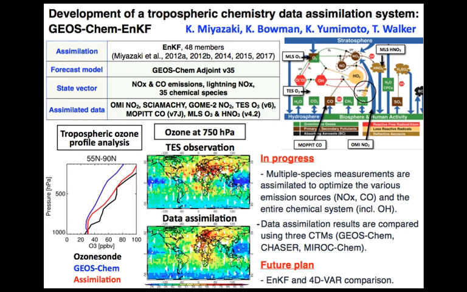So we have developed a tropospheric chemistry data assimilation system using the ensemble Kalman filter technique and the GEOS-Chem model. Assimilation of test ozone data shows improved agreement with the independent observations. Then using this system, multiple species measurements are assimilated to optimize the various emission sources and to constrain the entire chemical system. So these assimilation results will be compared using three different chemical transport models and against reanalysis.